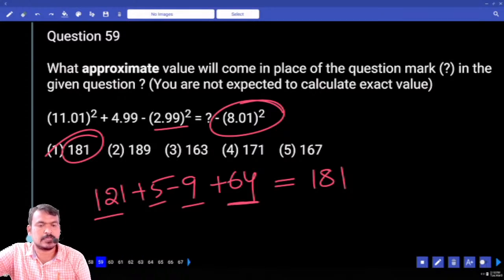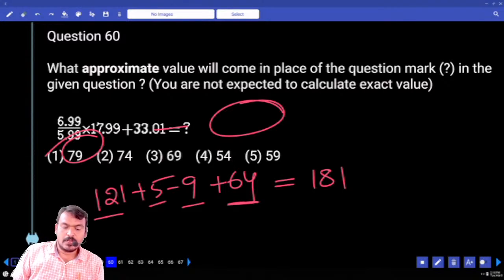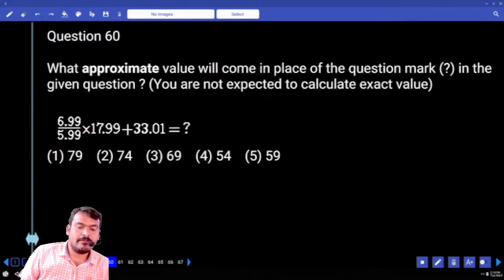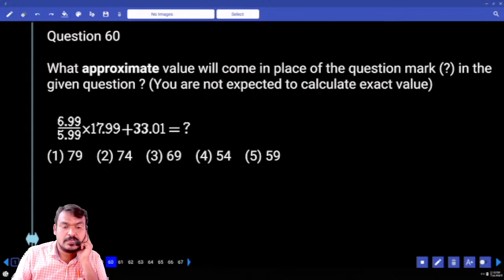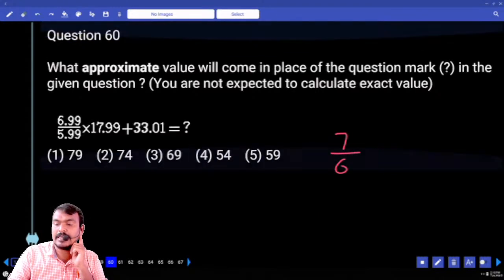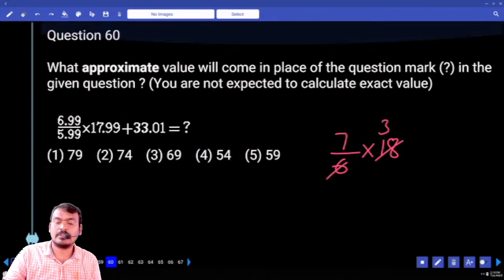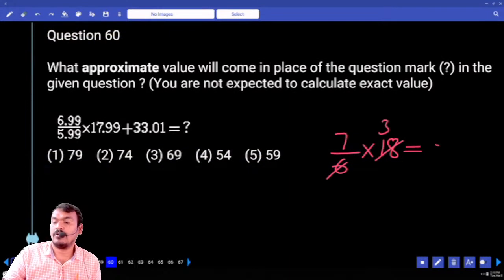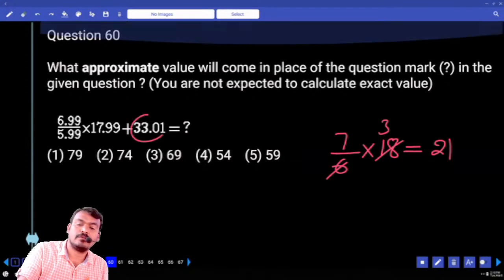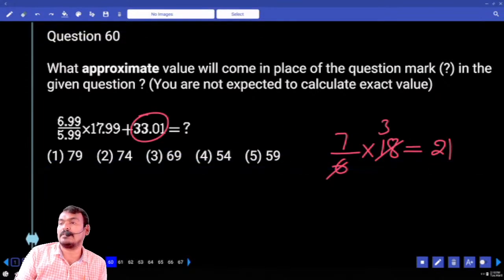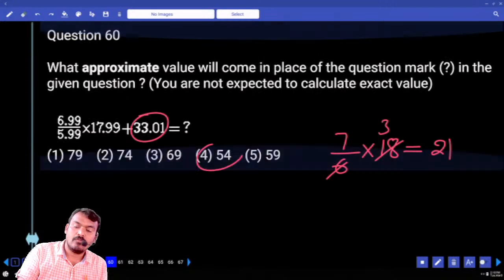Next, question number 60. What is the first one? 7. Denominator in the first one? 6. 7 by 6 into 18. 6 goes how many times? 3 times. 7 into 3 is 21. It is added to which one? 33. 21 plus 33, 54.